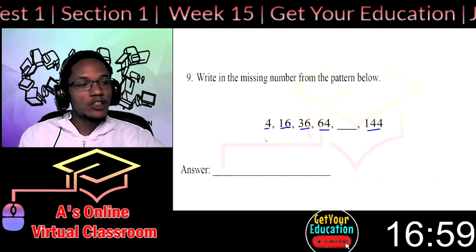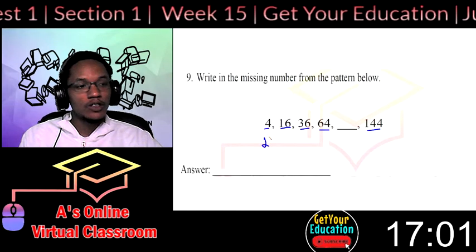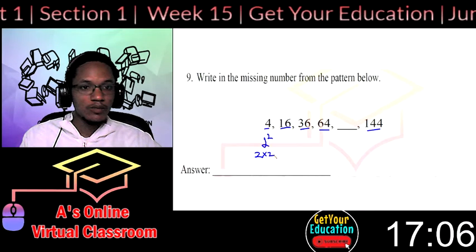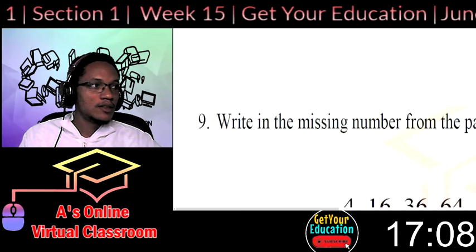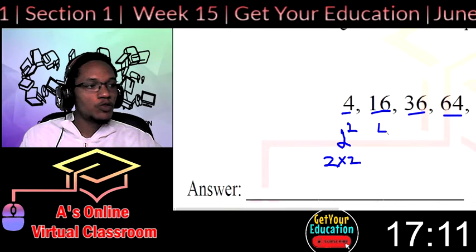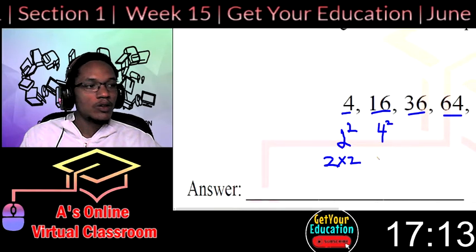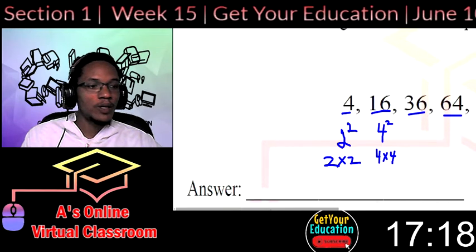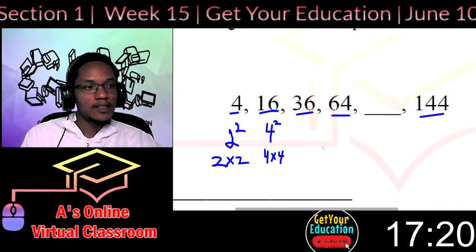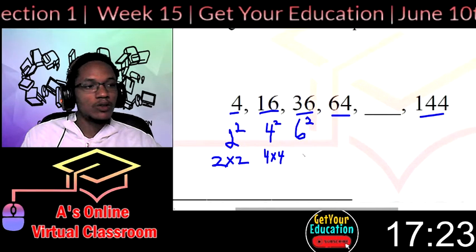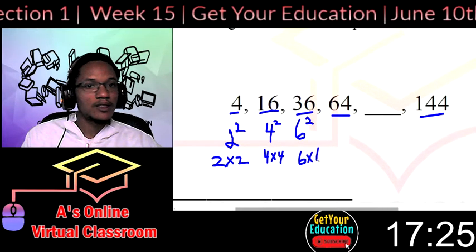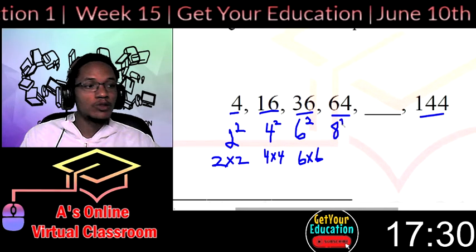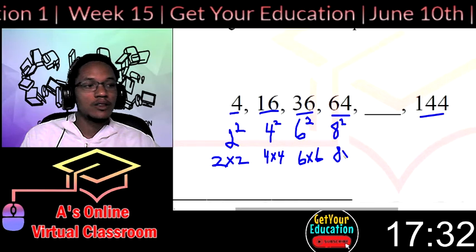So 4 is actually 2 raised to the power of 2, or 2 times 2. 16 is 4 raised to the power of 2, or 4 times 4. And that's how the pattern is going. 36 is 6 raised to the power of 2, or 6 times 6. 64 now, that is 8 raised to the power of 2, or 8 times 8.